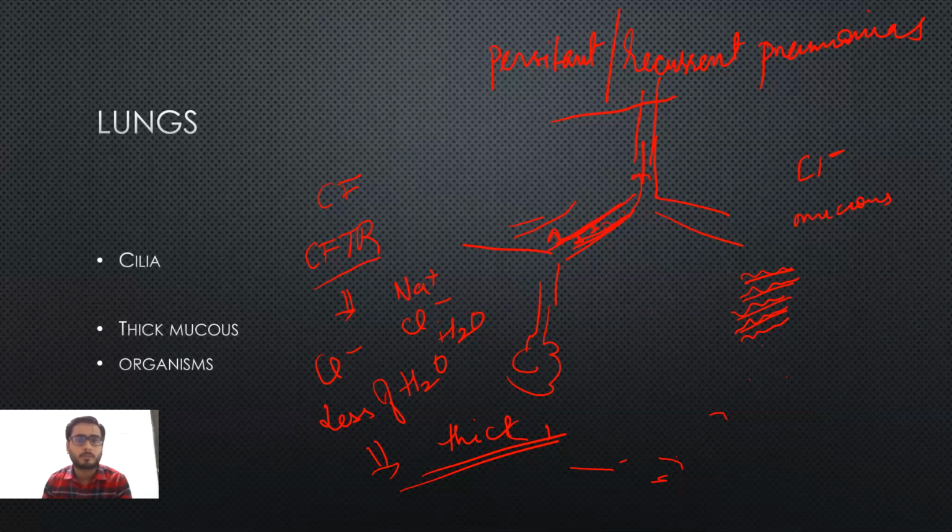Next comes the question: what is the most common microorganism found here? The most common microorganism is Pseudomonas aeruginosa. Next is Staph aureus.